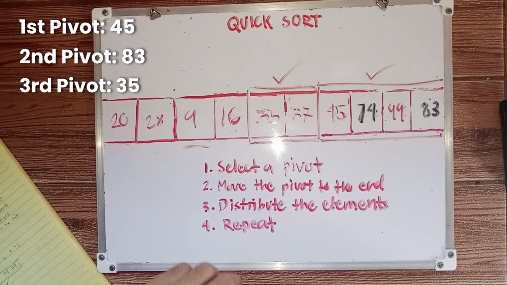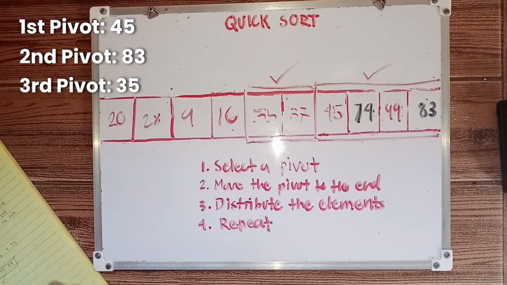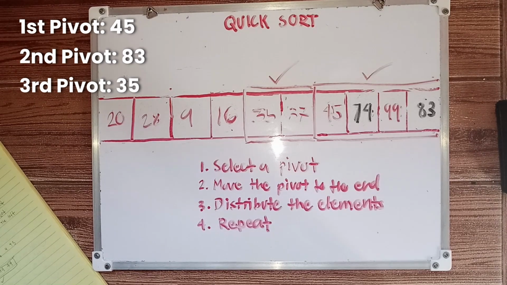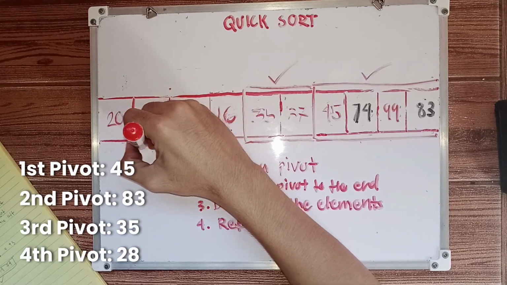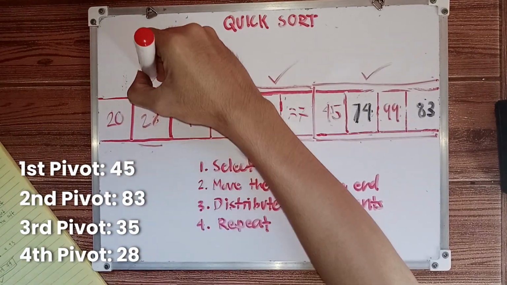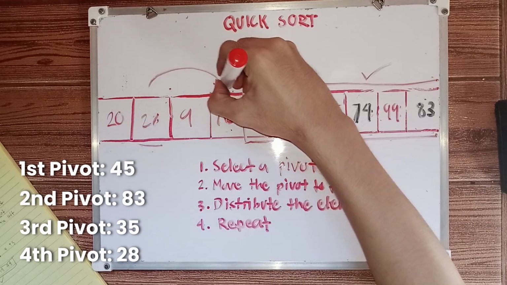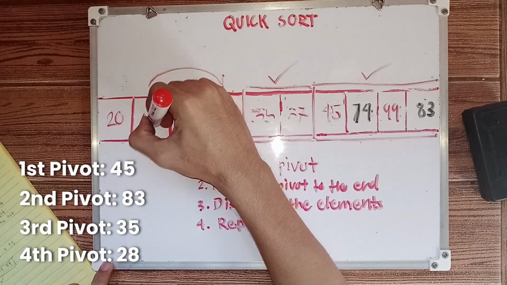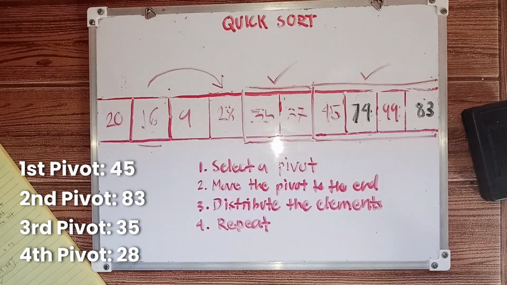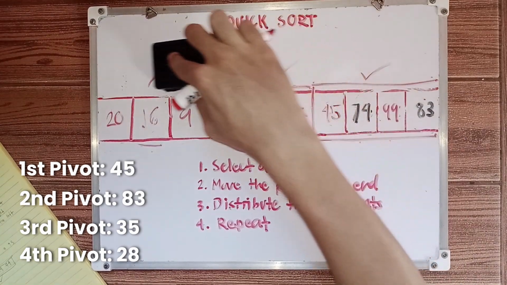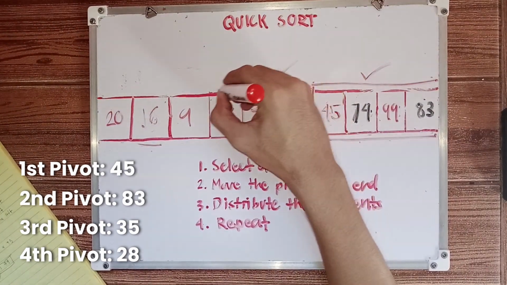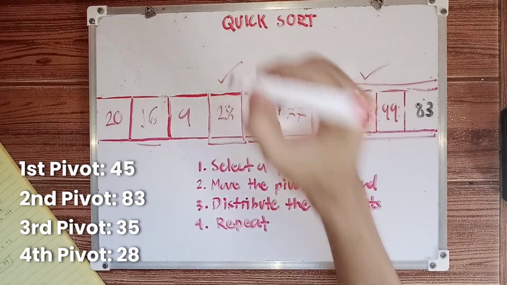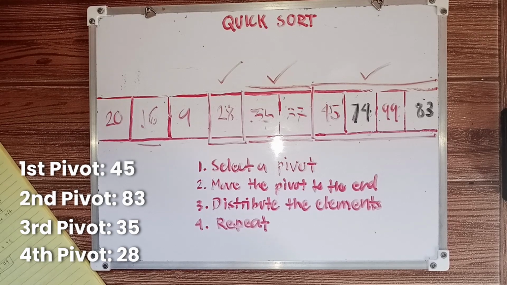So we have only 4 remaining elements. Again, we need to select a pivot. Now I'm going to select 28 as my new pivot. So we need to swap that with 16. After we swap, 28 is in the right position, so we only have 3 remaining elements.